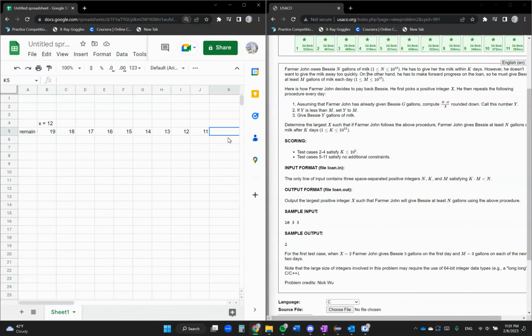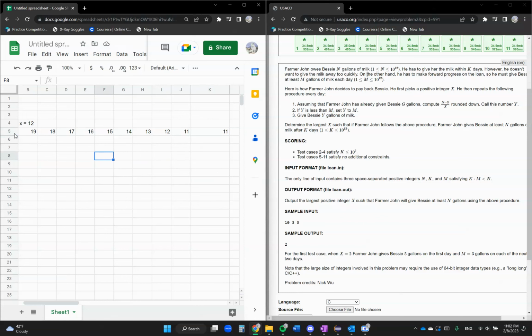But when the value of remain turns into 11, 11 divided by 12 rounded down is going to be 0. So at this point, the pattern stops. And it's going to stay at 11 since we don't know the value of m yet.